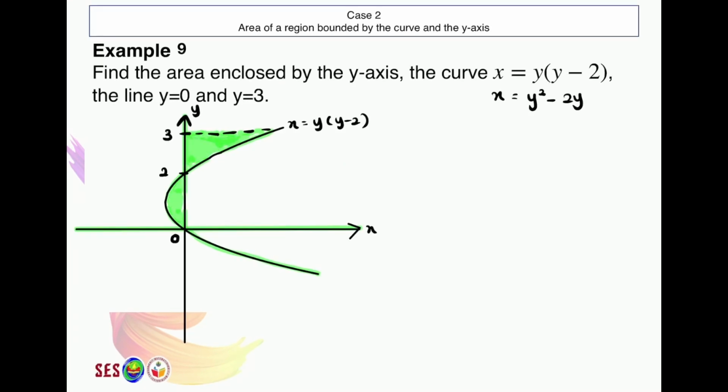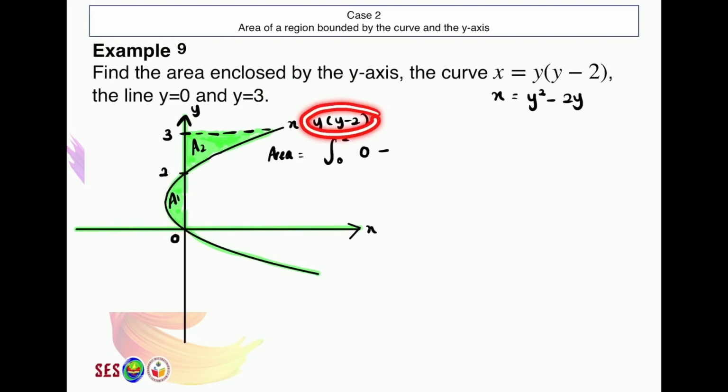So we can separate the areas into two parts. This will be area 1 and this will be area 2, and we'll be adding both areas together. So recall our formula to find the area of a region bounded by the curve and the y-axis. We'll have the interval from 0 to 2. This will be solving for area 1, so we'll be solving this area first. We take the right function minus the left function. Our right function is x equals 0.